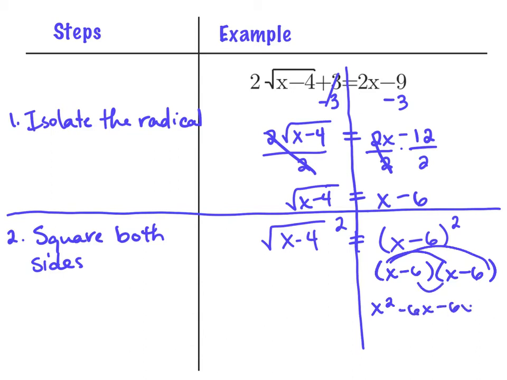minus 6x plus 36. And this is where the things I need about radicals start to come into play. So my simplified version now on this side is x squared minus 12x plus 36. And on the other side, on the left side, those two things are inverse operations, so I'm left with x minus 4.